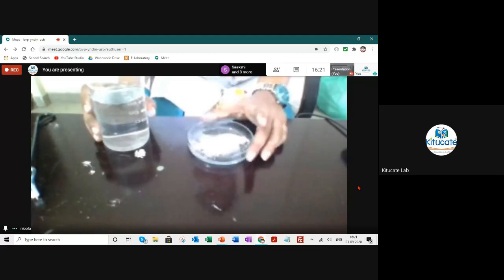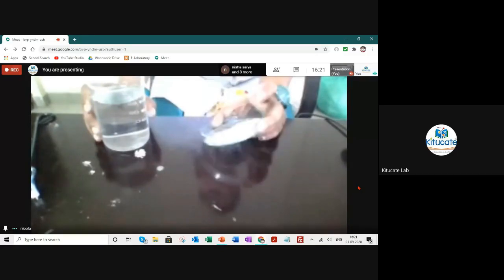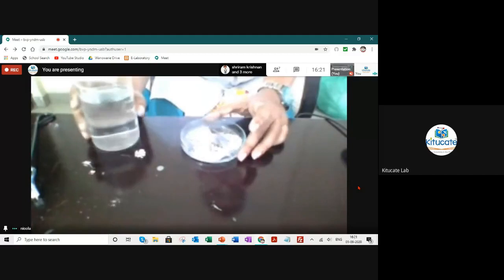So B for base and B for blue, that's how you can remember. And red color for acid, because acid is dangerous. So this is something that you all can remember for yourselves.